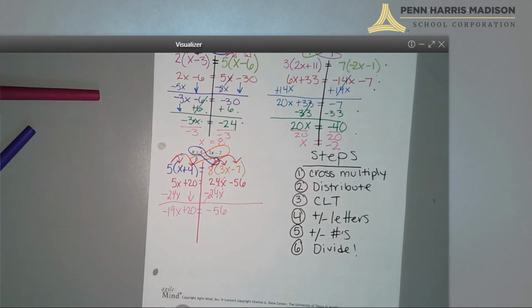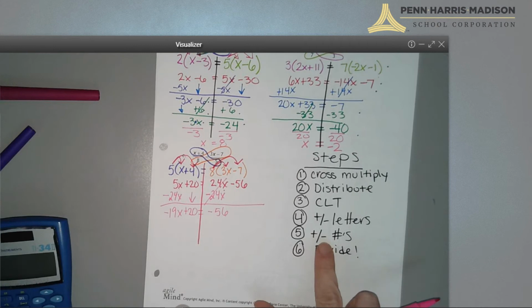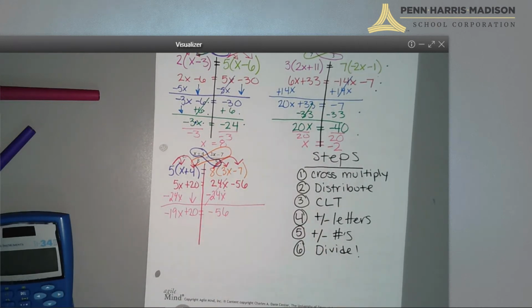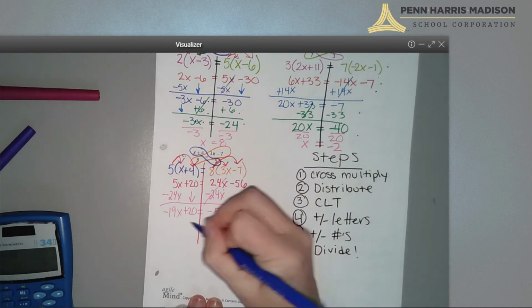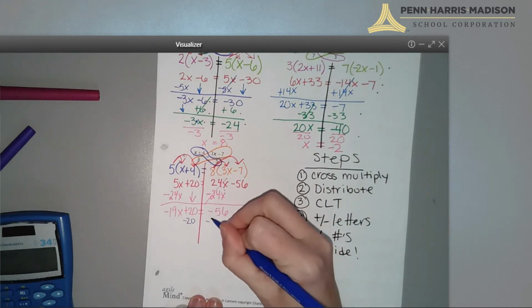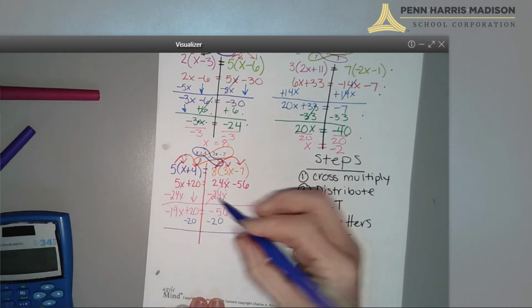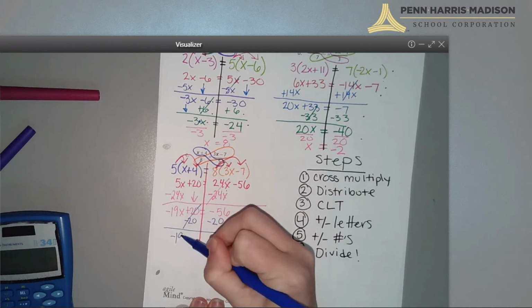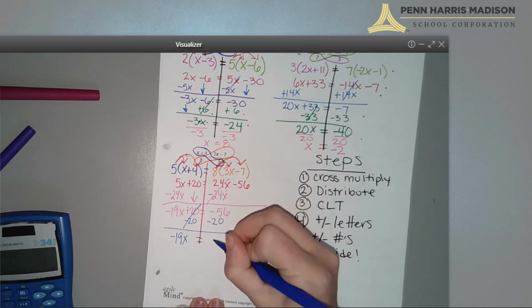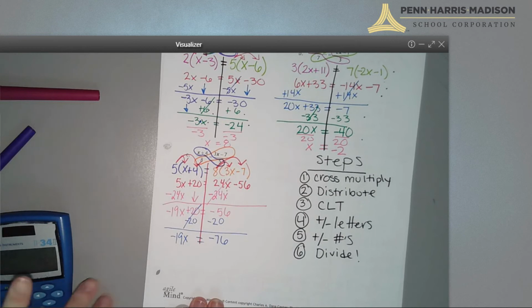Okay, so then on to the next step, guys. Next step, plus or minus our numbers to the right. So I need to get rid of this plus 20. How do I get rid of plus 20? We're going to minus 20. And when I do that, I get, again, guys, watch your signs here. Negative 19x equals negative 76.